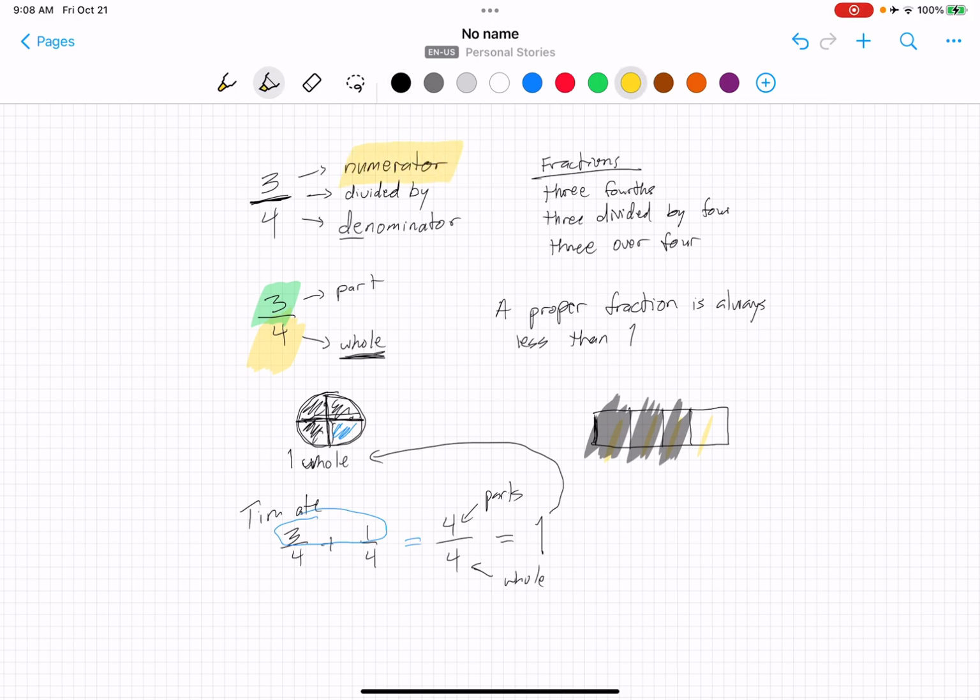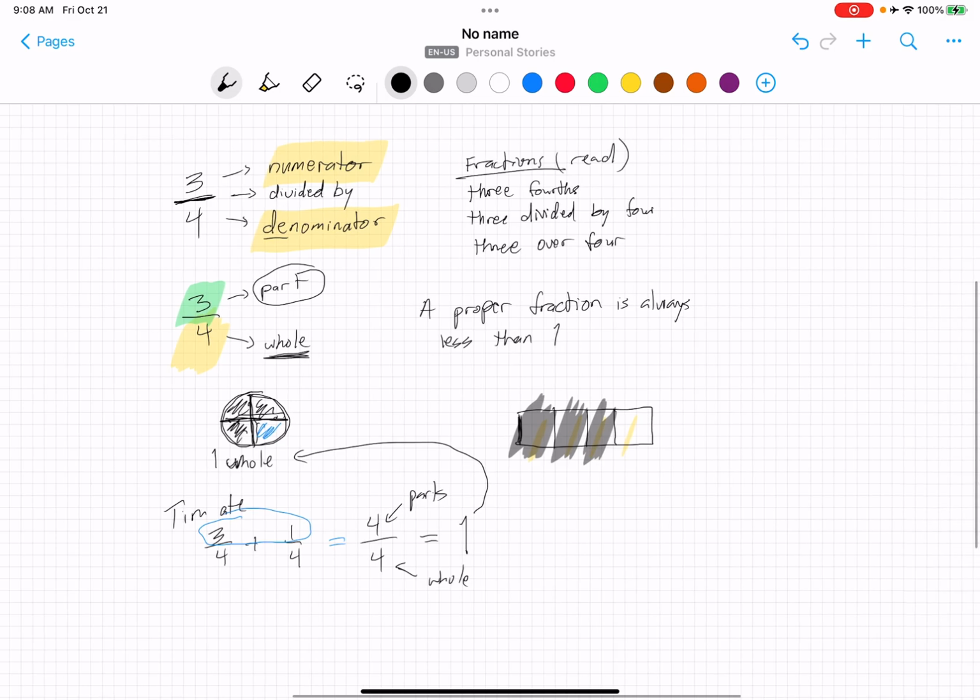So numerator over denominator. Recognize how we might read the fractions. So this is how we'll read the fractions. We can read it as 3/4, 3 divided by 4, 3 over 4. Or we can think of it as whatever part I have is at the top, and I'm going to be dividing it by the whole piece.